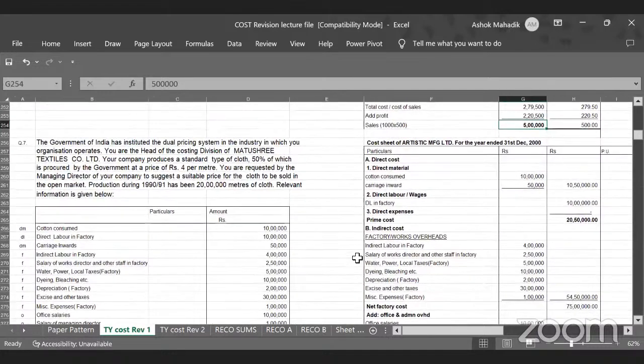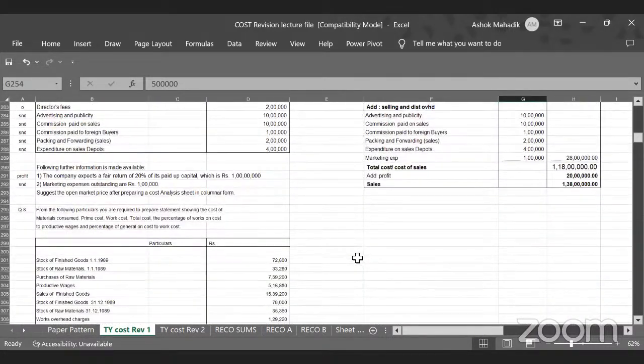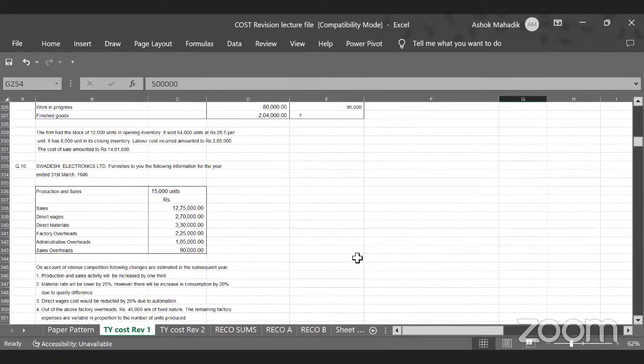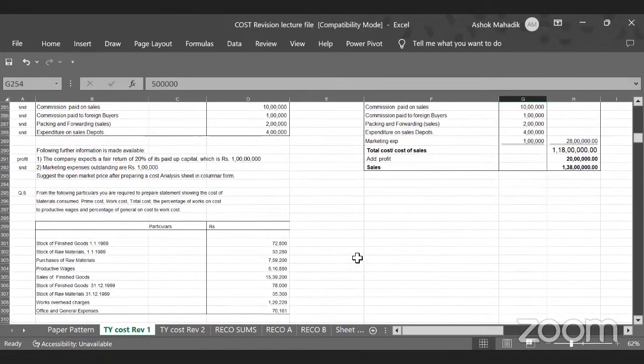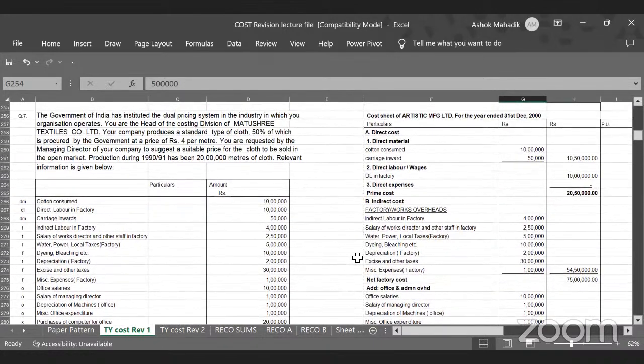One more question is there. It looks different. Yes, and also different. Almost done. So we'll do this one.